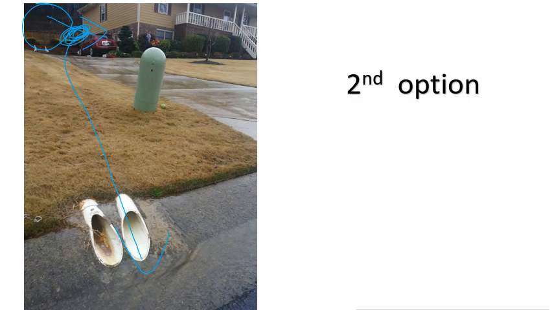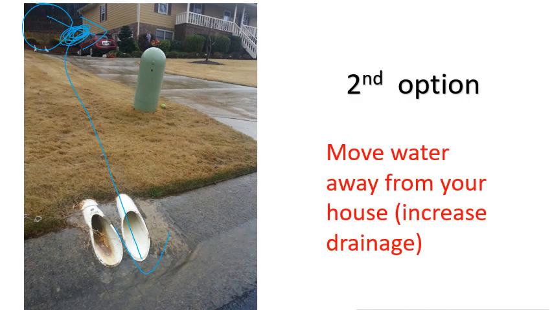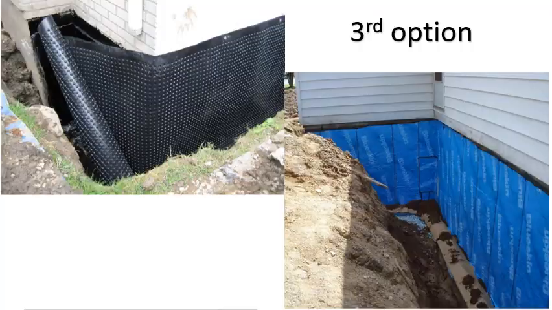So to summarize, our second good option that we use to fight this seepage in our houses is to move water away from the house. We increase the drainage, and we can do that a couple of different ways. But get the water away from your house.